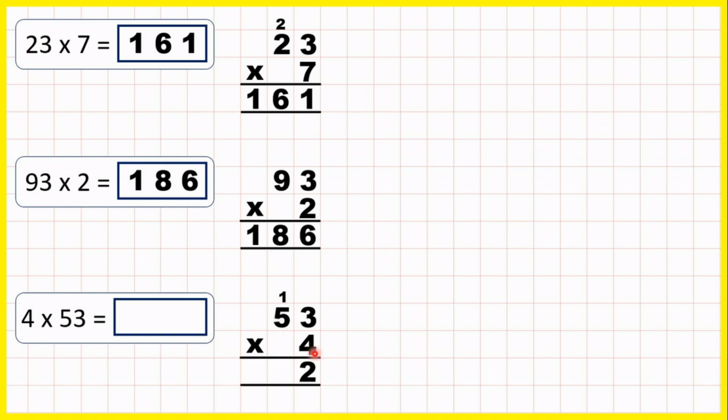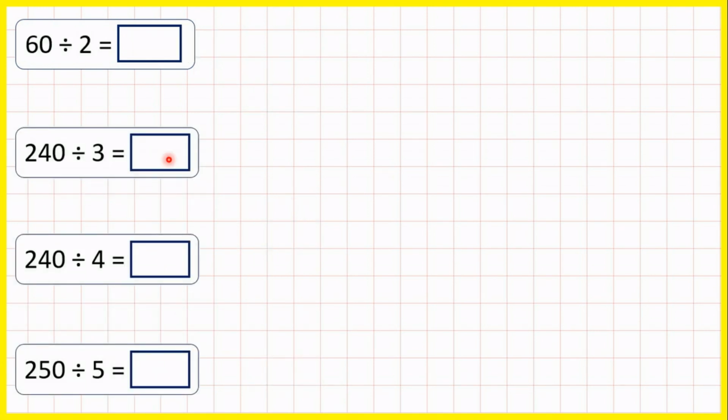5 times 4 is 20, and we need to add the 1 on top, so we have 21. So 4 times 53 is 212. Now here we're dividing multiples of 10, so numbers that end in a 0, by single digit numbers. And we can do this using mental methods.